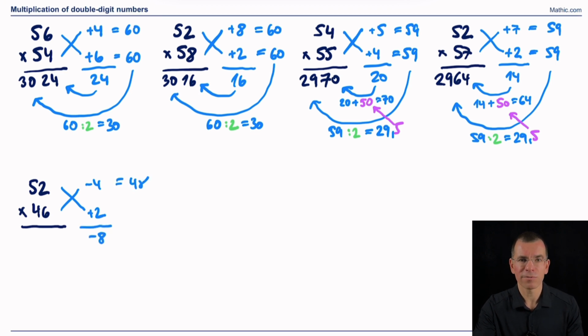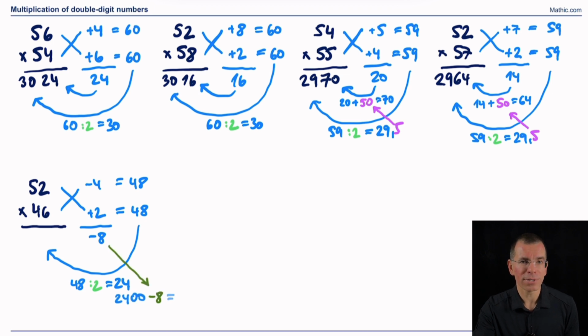52 plus minus 4 is 48. 46 plus 2 is 48. 48 divided by 2 is 24. Now, as the last two digits of the result is minus 8, we shall subtract this 8 from 2400 to get the result. So the final result is thus 2392.